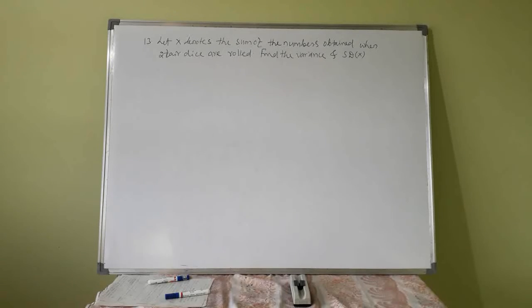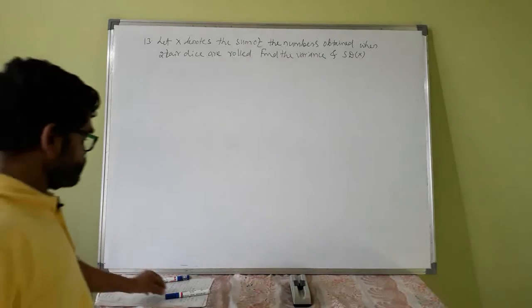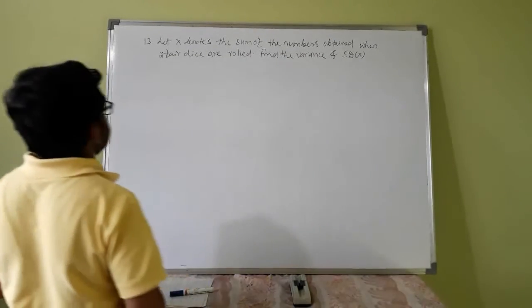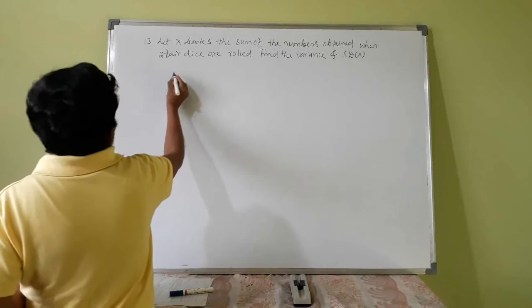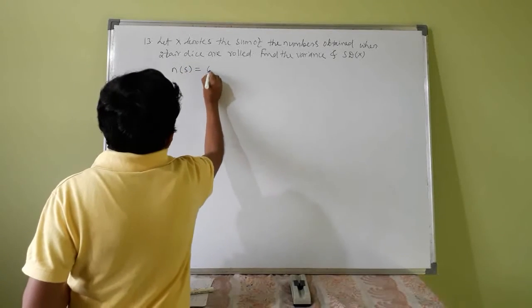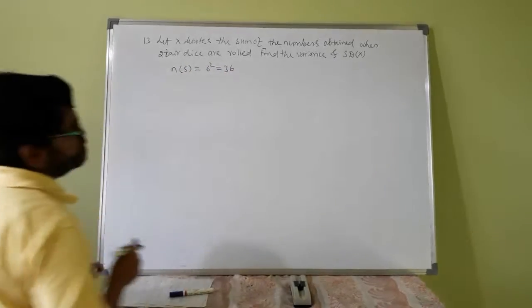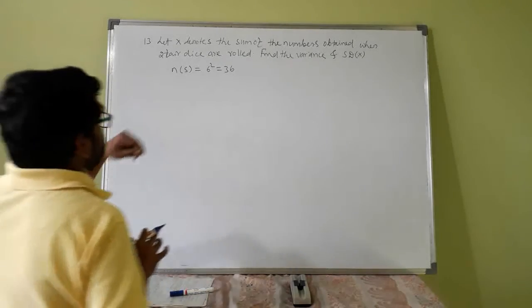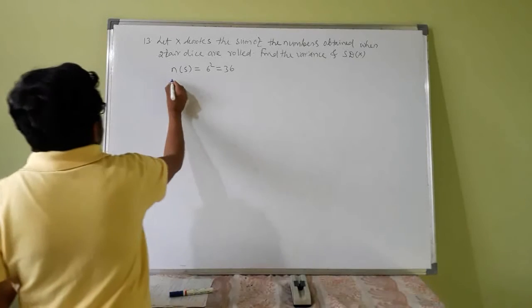13th question. Let X denote the sum of the numbers obtained when 2 fair dice are rolled. Find the variance and standard deviation of X. You have to find mean, variance and standard deviation of X. As you know, the number of outcomes in the sample space is 36.